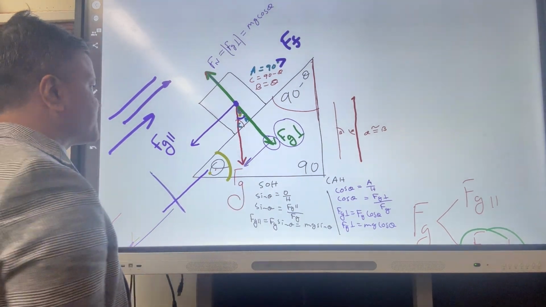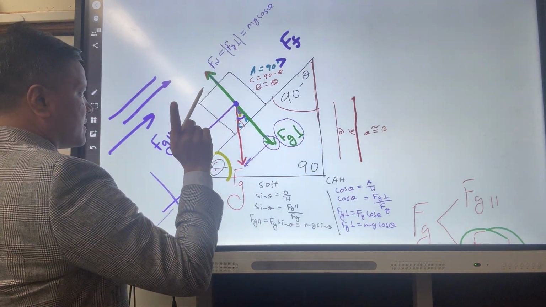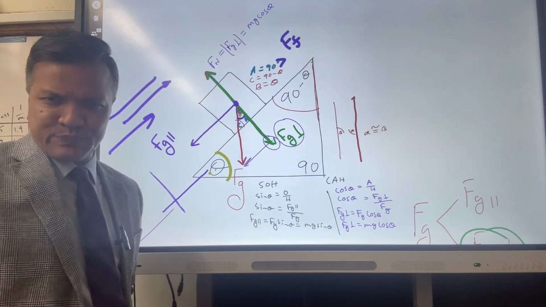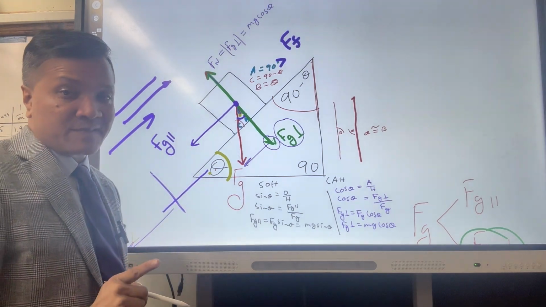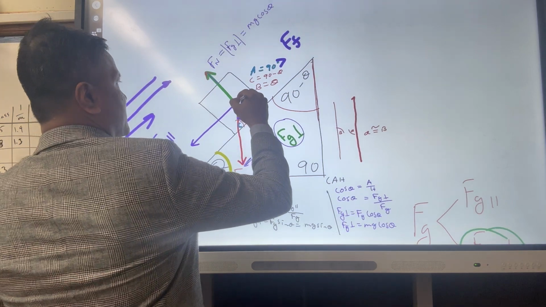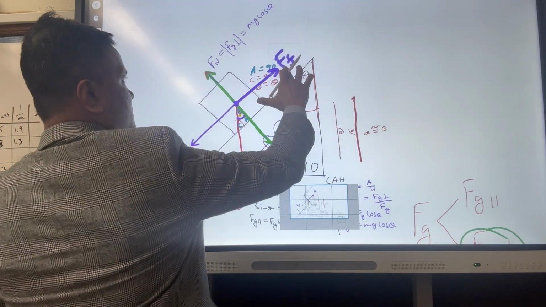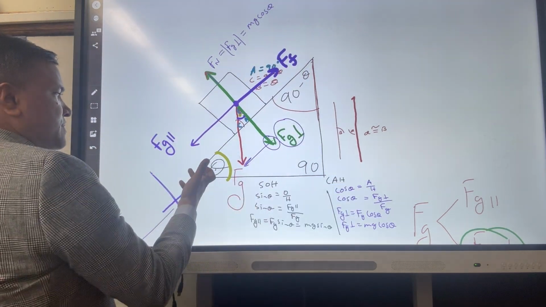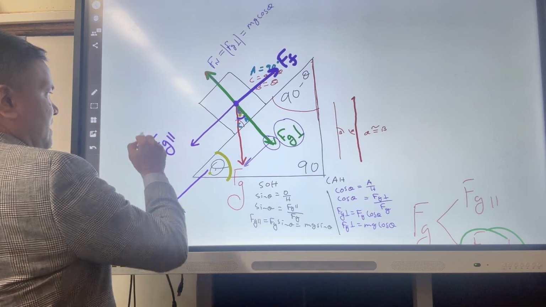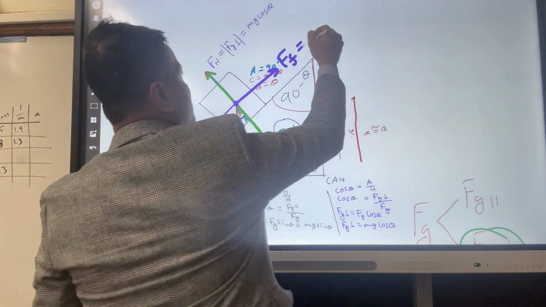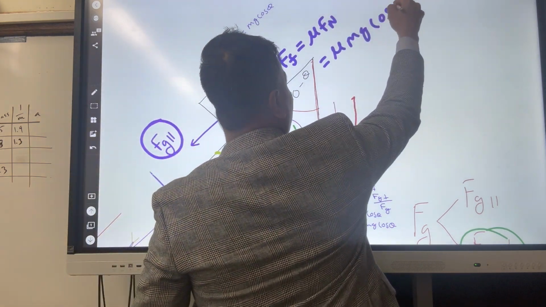However, the force of friction is 0 only when the angle is 0. In this case, the angle is not 0, so force of friction is never going to be 0. So force of friction is whatever it is. We're going to figure it out by math. If this is 30 degrees, of course, the force of friction is going to be less than FG parallel. So what is force of friction? Mu Fn. So mu mg cosine theta.